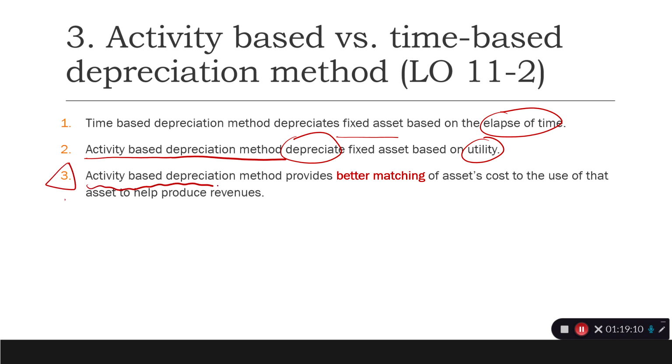The activity-based depreciation method provides the better matching of asset cost to the use of the asset to help produce revenue. Of course, elapse of time does not really mean that the machine is used. However, if you use activity-based depreciation method, that means that you're really trying to figure out how does the asset life or cost contribute to the production, and the production will result in the revenue. That means that the matching between the cost and revenue is more close to reality, right?